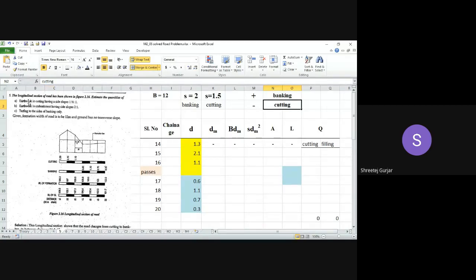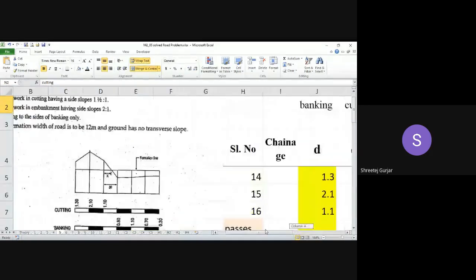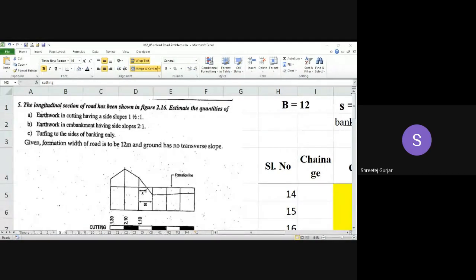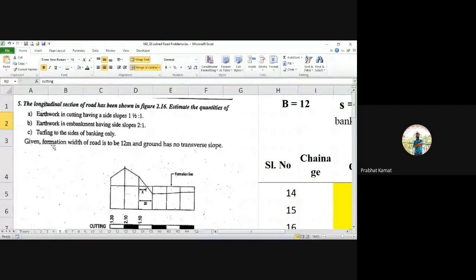So we'll start with the fifth numerical today. So let's go through the problem statement first. Is the font visible? Are you able to read the statement? Is it clear, or should I zoom in further? It is visible for you? Yes, sir. Okay, thank you.